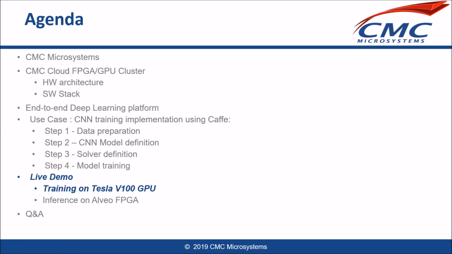The demo consists of two things: training on the Tesla V100 GPU and inference on the Alveo FPGA. The training on the Tesla V100 GPU is going to be a very fast demo, while for the inference, there is a step called quantization, which will take at least 2 to 3 minutes. This is where we're going to pick up questions. But let's start with the training on the Tesla V100 GPU.